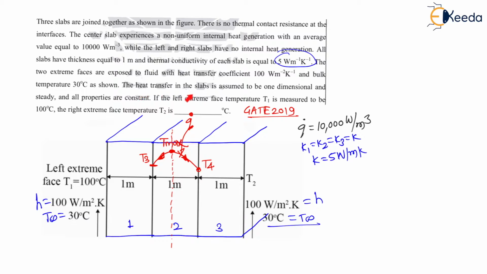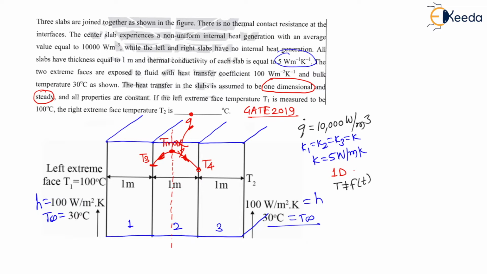Then the heat transfer in the slab is assumed to be one dimensional. Now this is very much important. Here heat transfer is 1D, as heat is flowing in only one direction, right? And steady, again a very important word, steady. Here heat transfer is one dimensional, means heat is flowing along any one direction only, and steadily. Steady means there is no change in temperature with respect to time. Temperature will not change with respect to time.